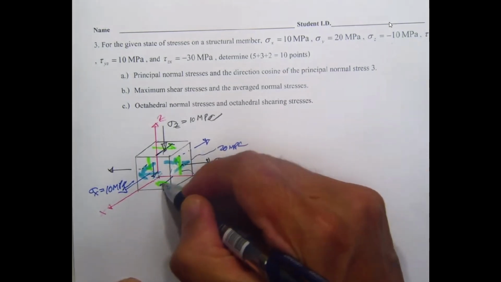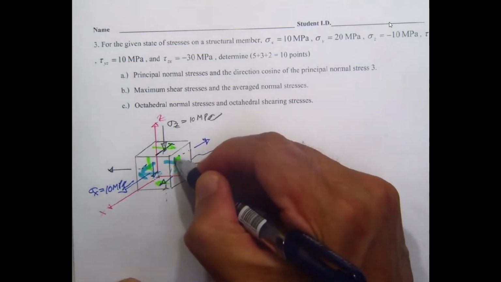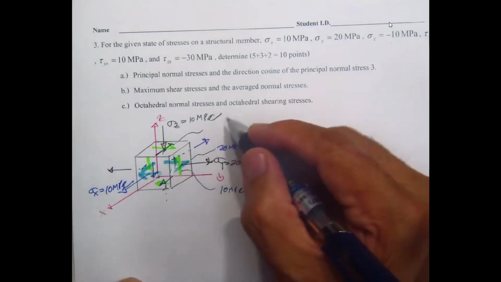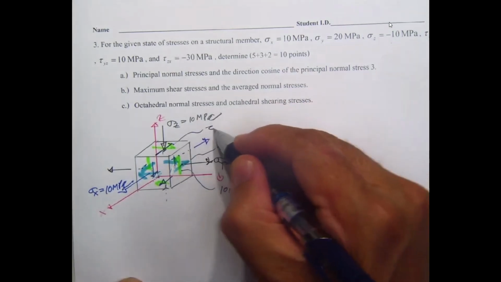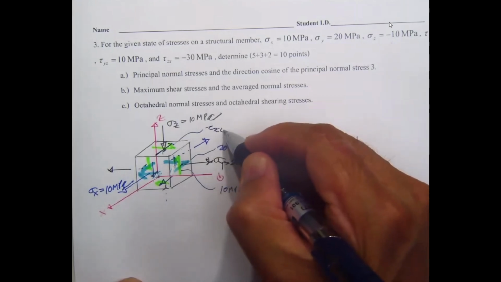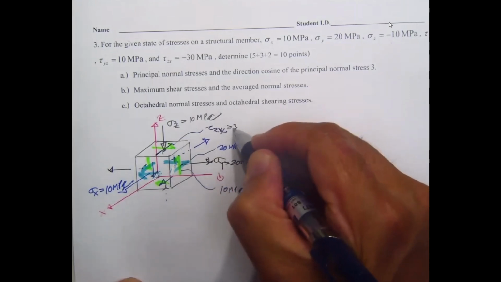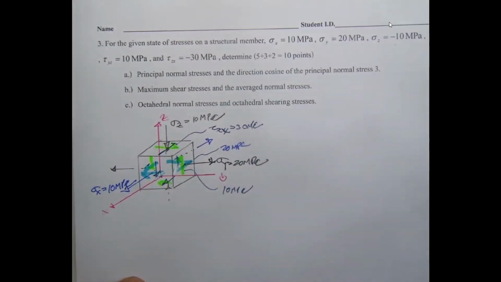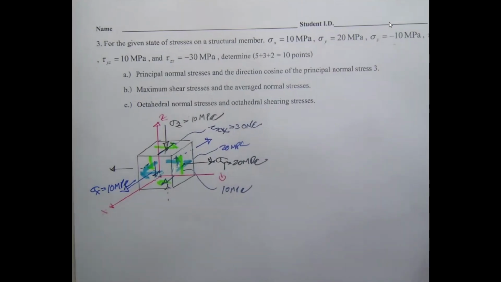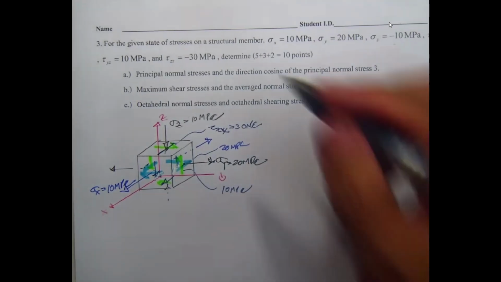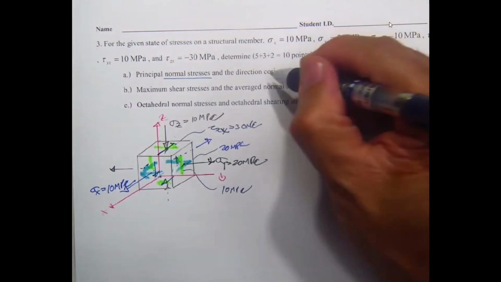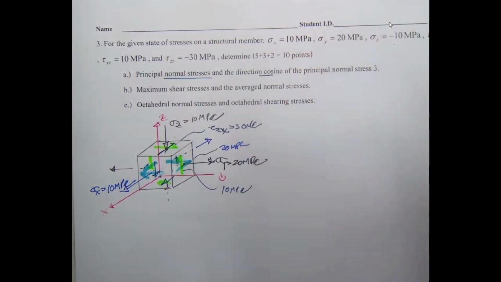And then you will see that's going to be quite messed up. But anyway, test practices. This is 1000 CX and that's 30 megapascal. If you make it bigger, it's going to help. Okay. And then following what we have, we have to determine the principal normal stress and its direction cosine.